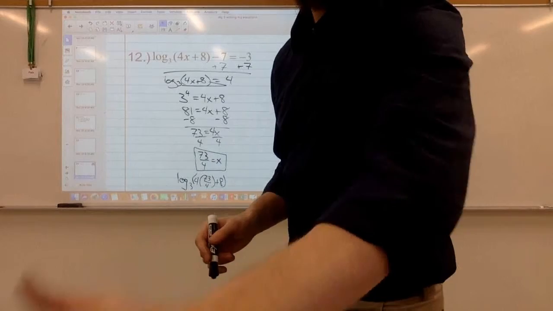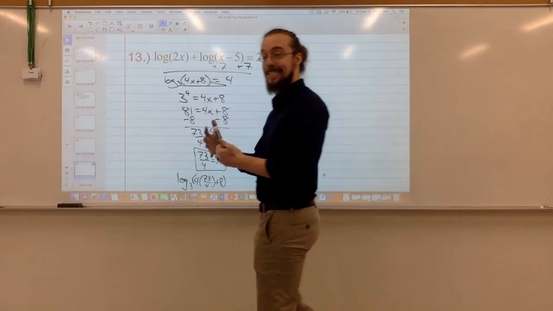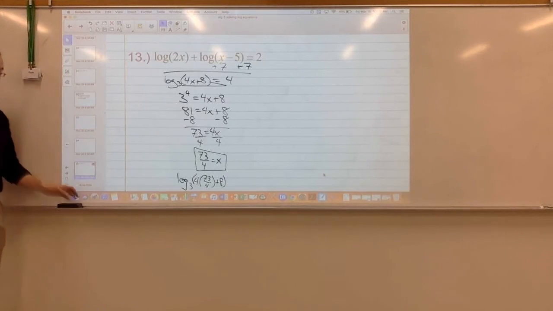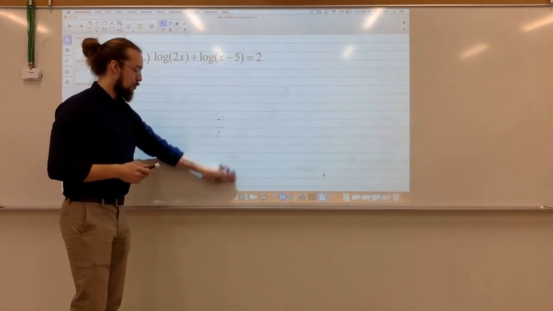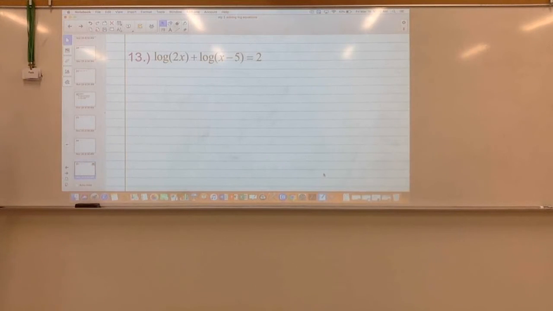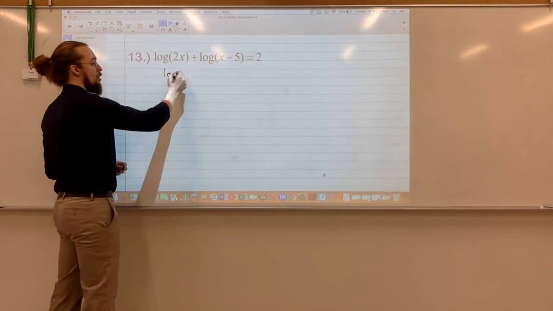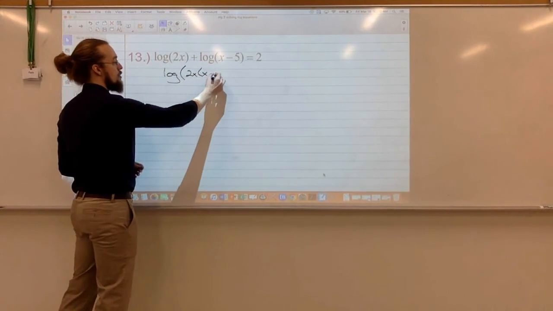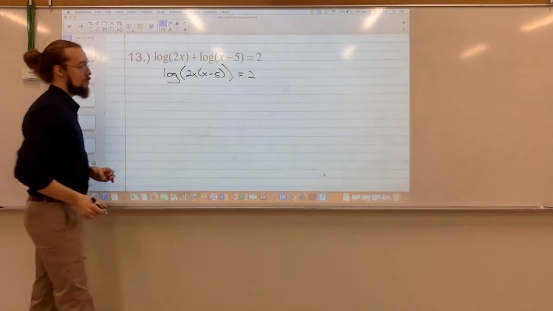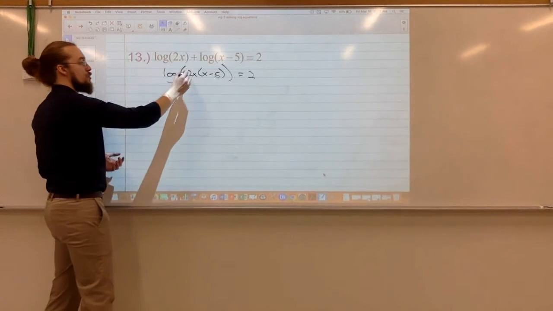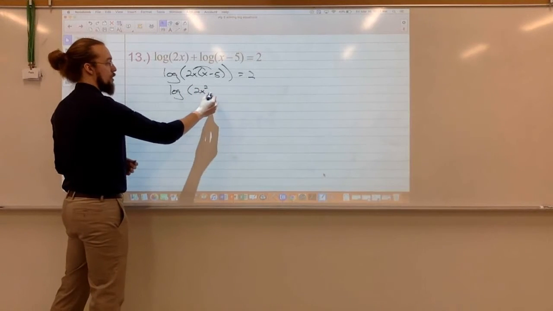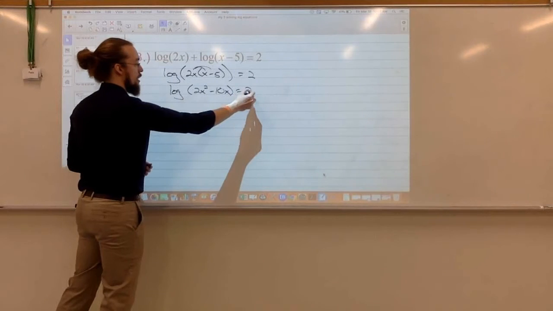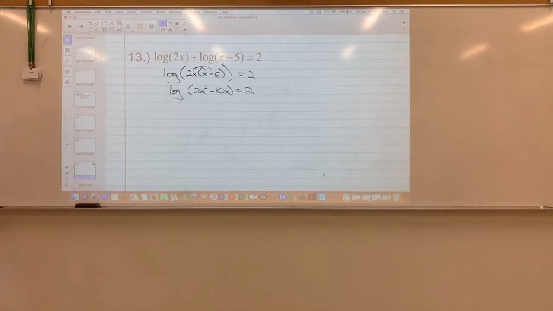Yeah, so for the next one, we've got 2 logs on the left side, right? I need to condense that into a single log. So that's what we looked at with those properties on the front. So if I'm adding 2 logs, how would I condense this into a single log? Multiply, right? So I could say this is log of 2x times x minus 5 equals 2. So I would need to distribute this 2x. So we would say this is log of 2x squared minus 10x. Now I've got one log equal to a number.